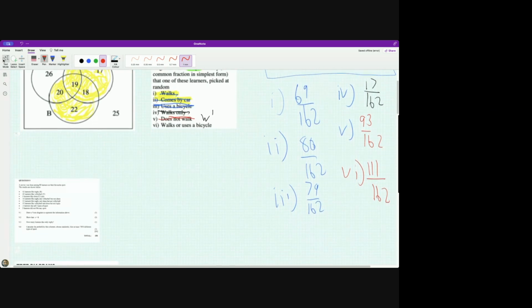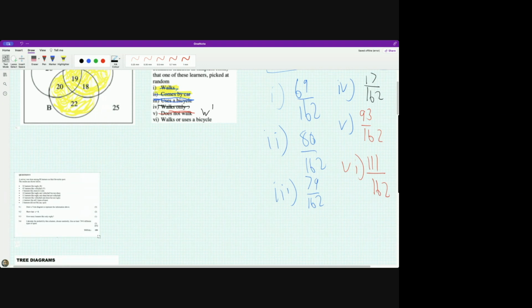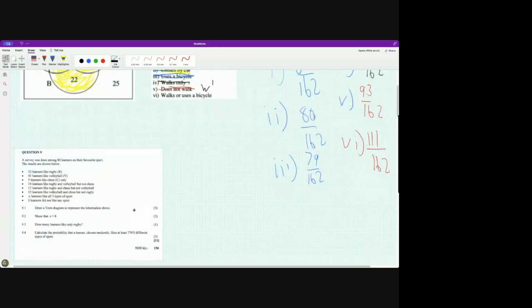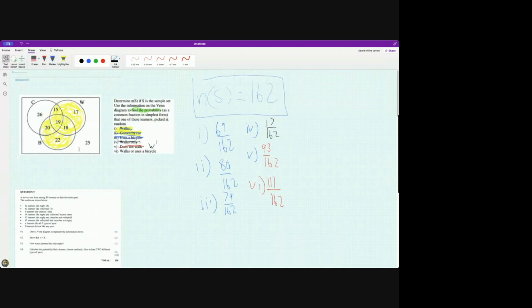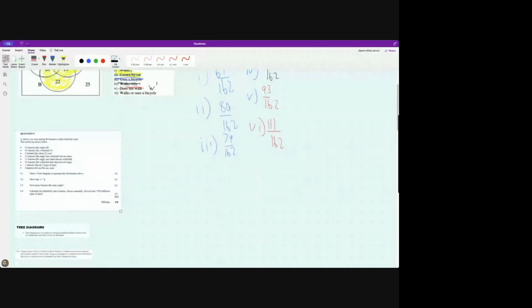Okay, give me a thumbs up if you followed that first question Venn diagram. I want to do one more, and then we must move to tree diagrams. But just give me a thumbs up if you are with me. Okay, now, if you get a question like this, it's wonderful because you don't have to draw anything. But sometimes we have to draw.